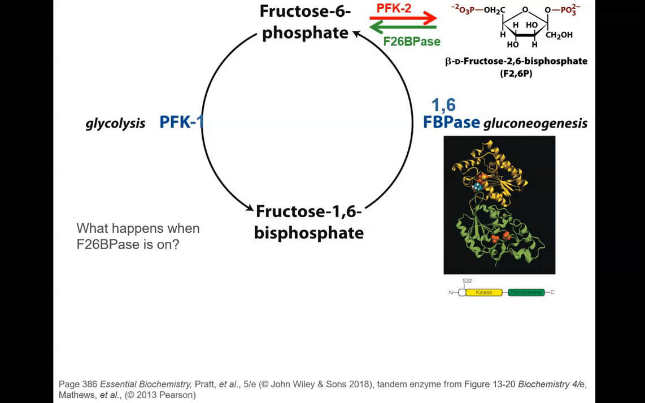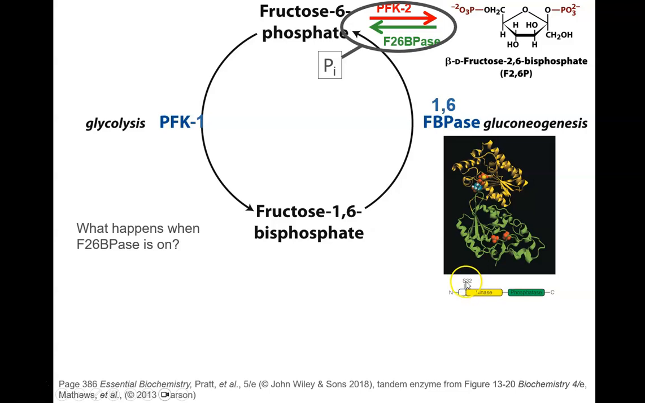So when the tandem enzyme is phosphorylated. So let's go over to the tandem enzyme again. Here's the kinase that's shown in yellow. So there's the kinase. So that's PFK2. And here's the phosphatase right here, which is shown in green.